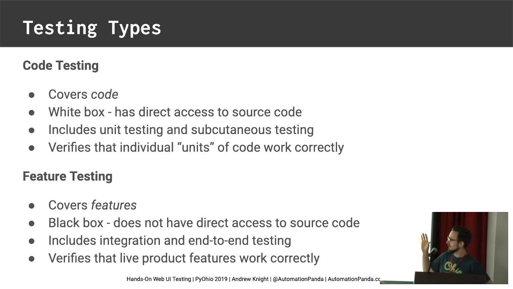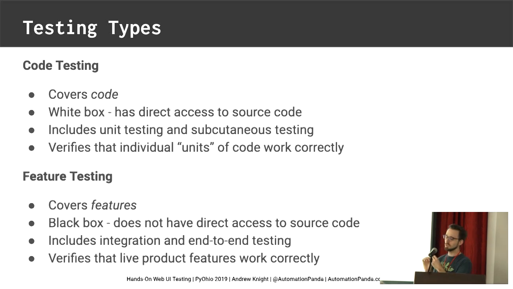Testing, though, has a bunch of different ways to do it, a bunch of different styles, a bunch of different techniques, a bunch of buzzwords, right? And what I hate doing is playing buzzword bingo. So I wanted to define some terms so that we're all on the same page as we're talking about what testing is and what we're trying to achieve with Web UI testing. So first of all, off the bat, I'm going to say there are two primary types of testing here, right? There's testing code and there's testing features.